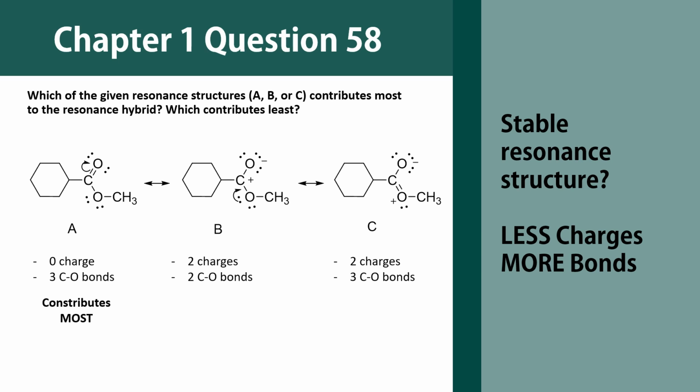So we are left with B and C to analyze, to find which one contributes least, which means we have to find which one has fewer bonds. In this case, B has fewer bonds compared to C, so B contributes least to the resonance hybrid. It's very simple.